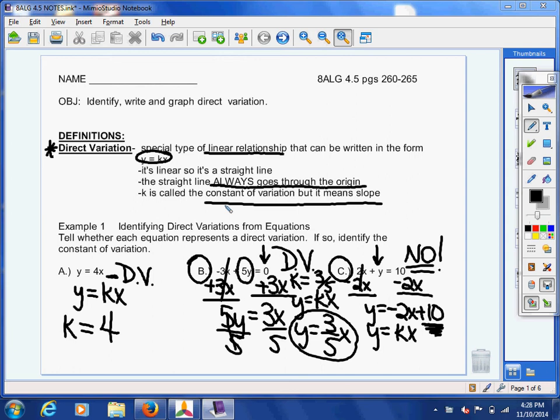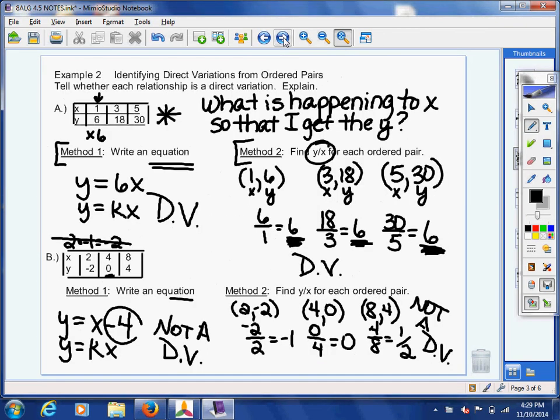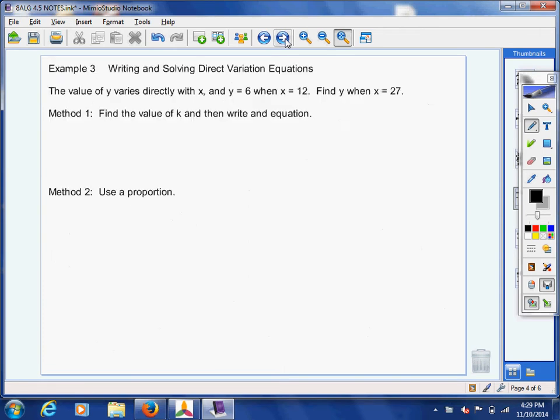We're going to do 4.5 again, and this time we're going to focus in on example 3. Remember, in examples 1 and 2, we spent our time focusing on identifying direct variations. We did that from equations here in example 1. In example 2, we did it from ordered pairs to see if we could figure it out. And now we're ready to move on to example 3, where we're going to write and solve direct variation equations.